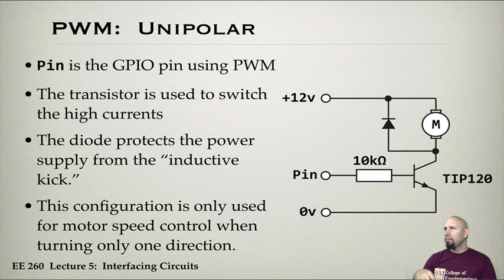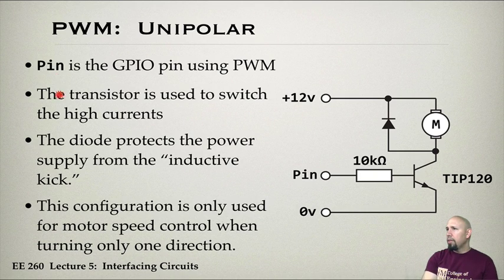Pulse width modulation is great, and we've seen we can, for example, light an LED and change the intensity of a light with an LED. But an LED requires very little current. What if we wanted to control a motor?